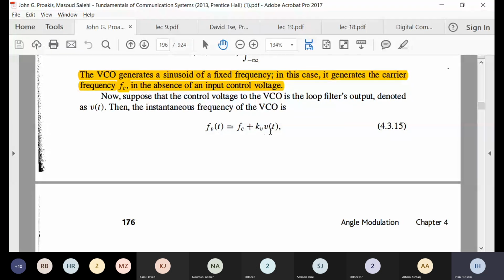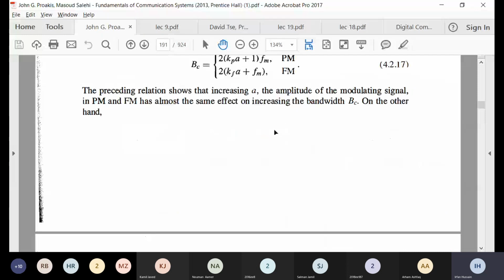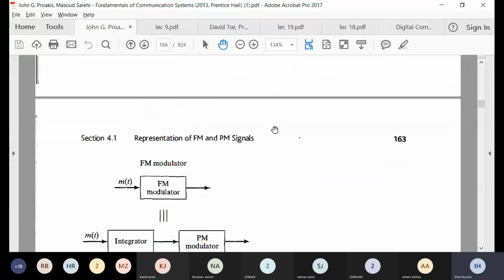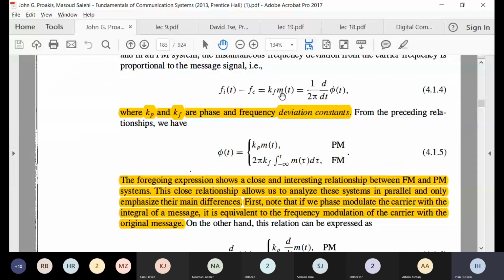Same thing that we studied in the beginning of this chapter. This was a very basic concept that the difference of instantaneous minus carrier frequency is directly proportional to the message signal. And hence the phase comes out to be 2 pi kf times the integral of m(t), which is the phase of an FM signal. So same thing is happening here.